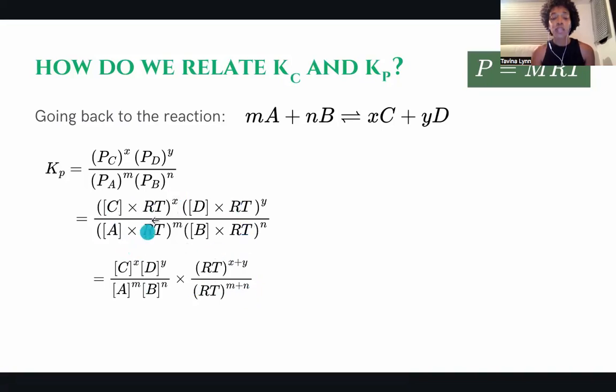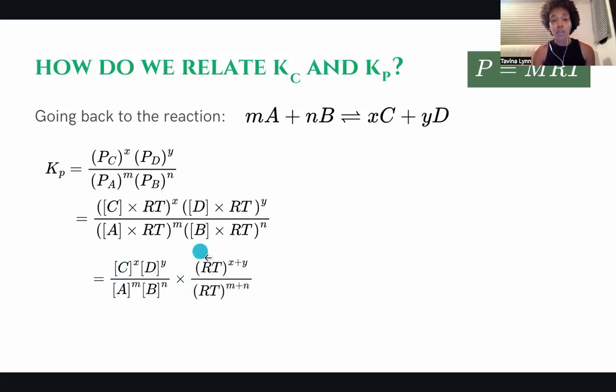This is a mathematical rule that we're using here, right? If we're multiplying two things raised to an exponent, it's the same as multiplying those two things and then adding the exponents. So this is a math rule that we're able to use here.